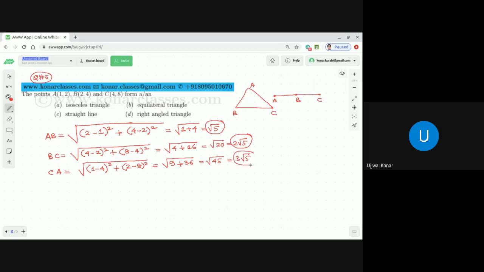So if we find a relationship between these three values, square root of 5, 2 into square root of 5, and 3 into square root of 5, what we see is that 3 into square root of 5 is equal to square root of 5 plus 2 into square root of 5. Now what is 3 into square root of 5? That is CA. So CA is equal to AB plus BC. That means that A, B, C form a straight line.